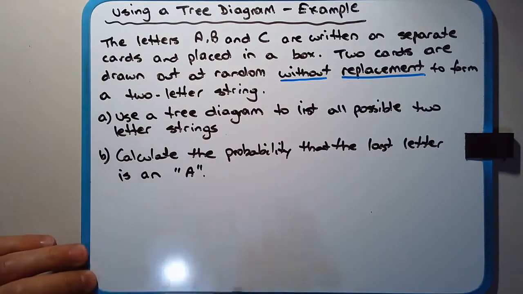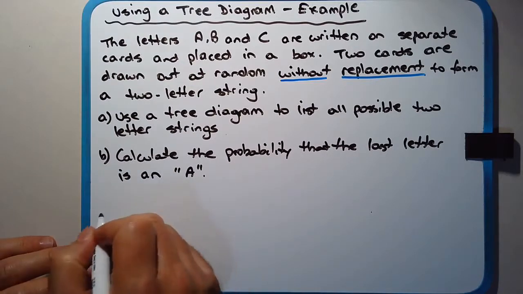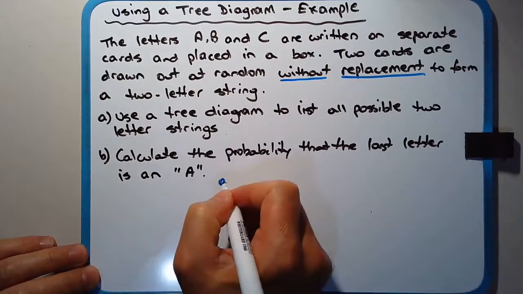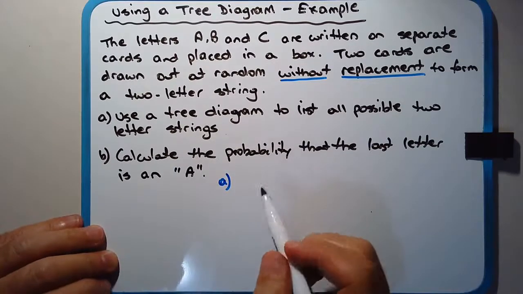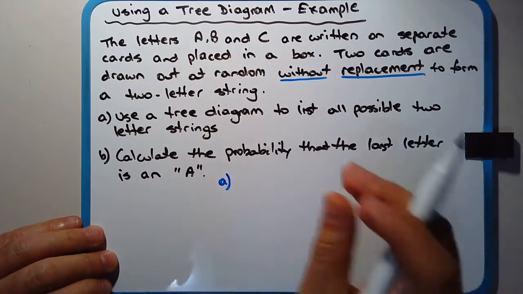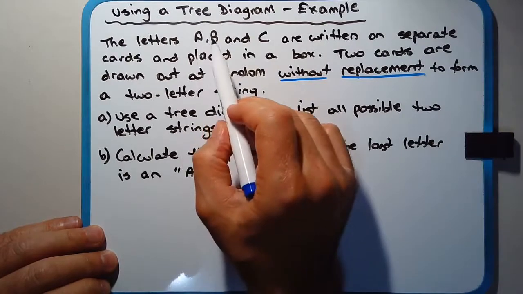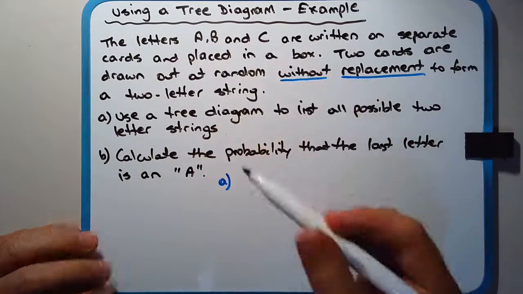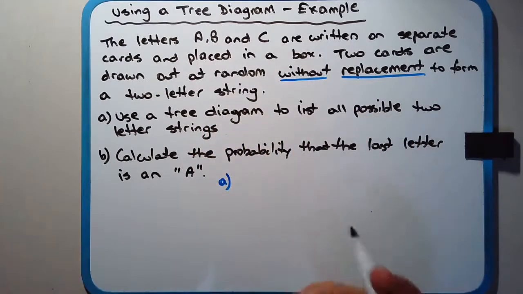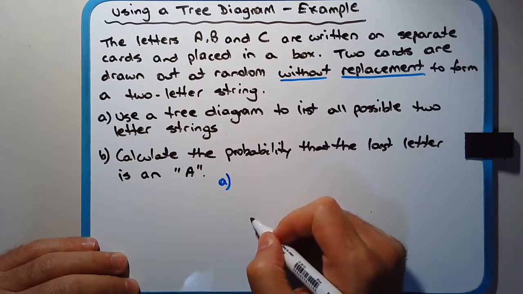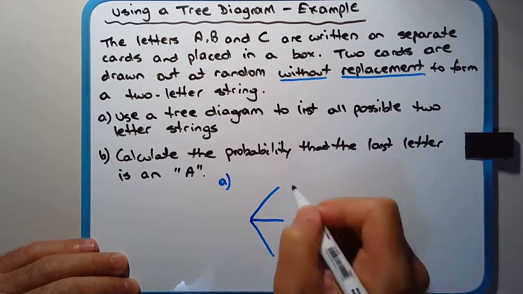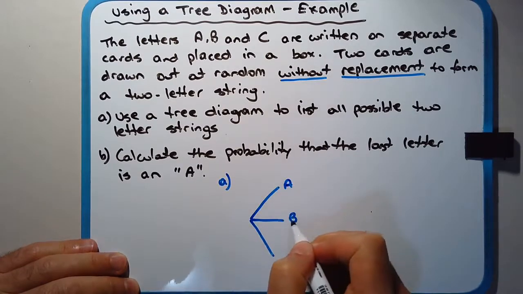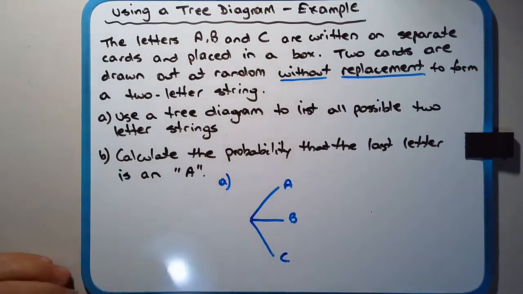Alright, so let's use the tree diagram. I might actually do the tree diagram here, so I've got a little bit more space. Now the first card that we're going to draw, we have a choice of A, B, or C. They're drawn out at random. There's no bias, equal chance. So 1, 2, 3. So that's our first stage.